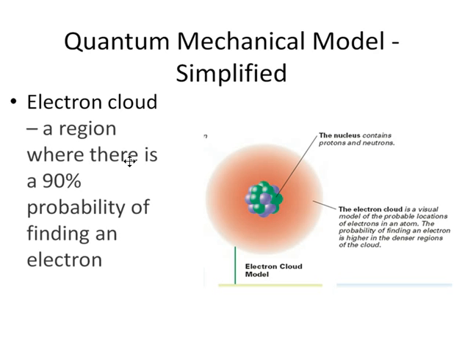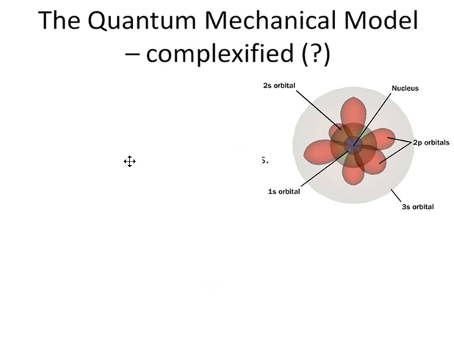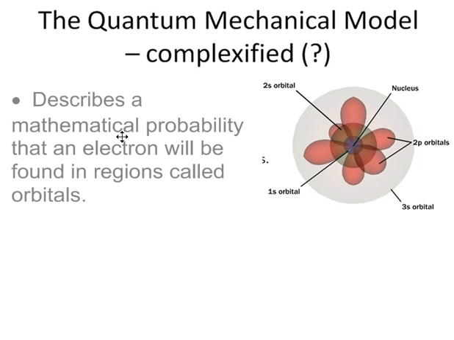So this electron cloud is a region where there is a 90% probability of finding an electron. And again, this is based on the mathematical formulas that were ascertained by Heisenberg and Schrödinger that we're not really going to delve into. We are going to try to substantiate this model a little bit qualitatively, so we're going to say that this model describes a mathematical probability that an electron will be found in regions called orbitals. So this idea of electron clouds, we're now going to stop referring to them as electron clouds, and we're going to refer to those regions, those clouds, as orbitals.